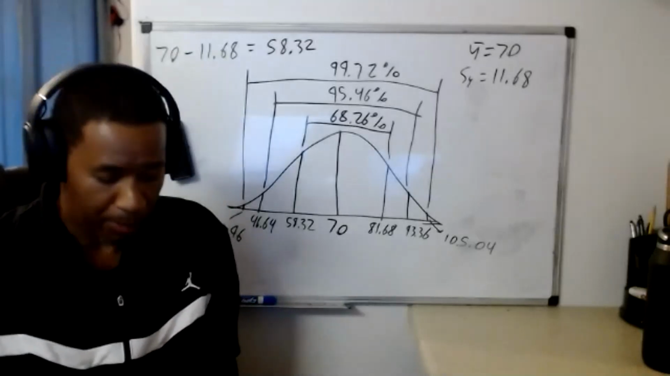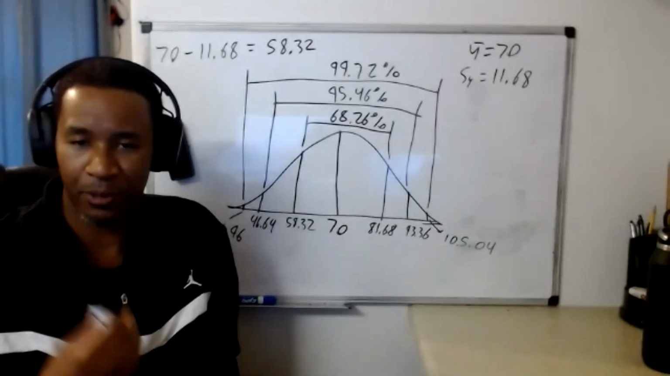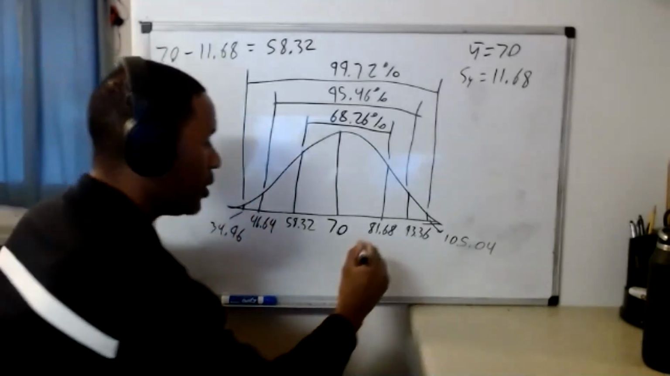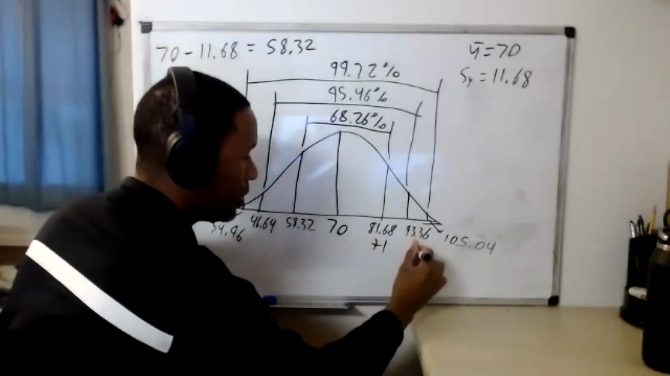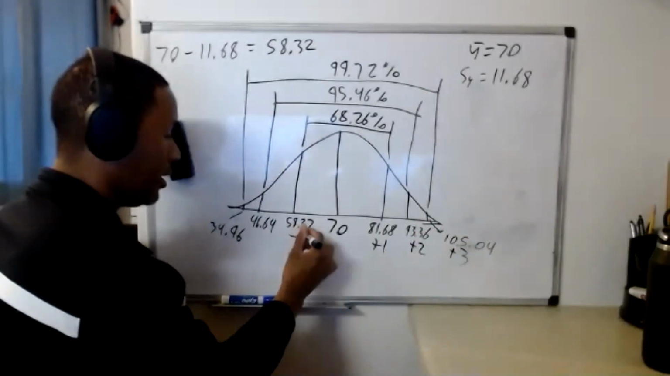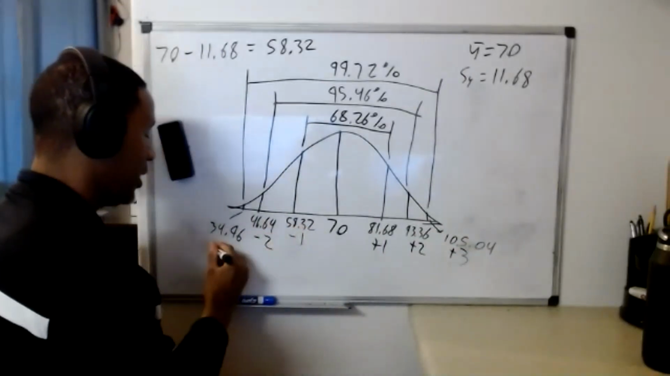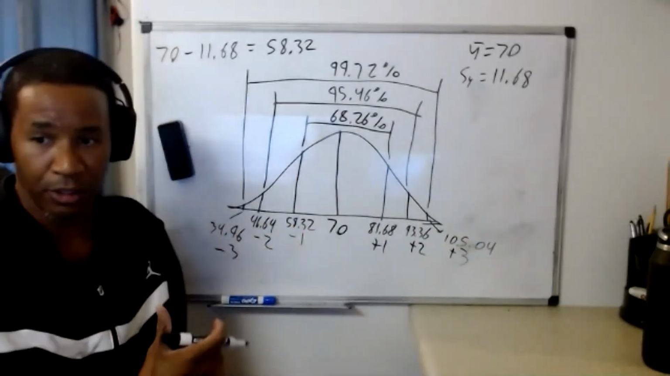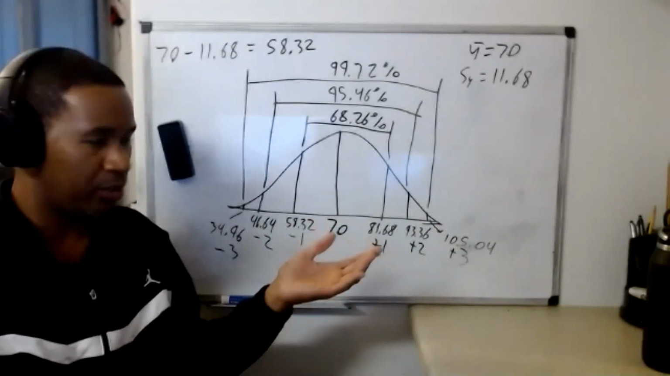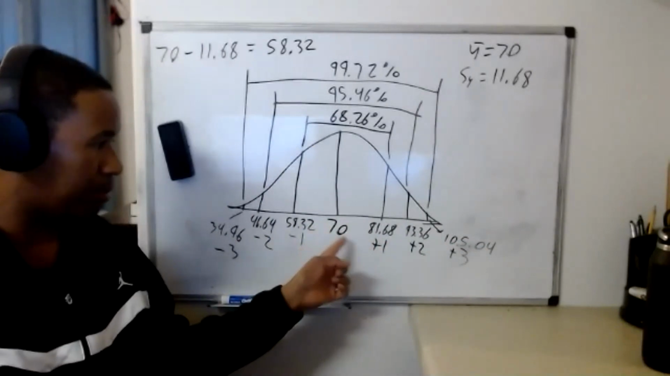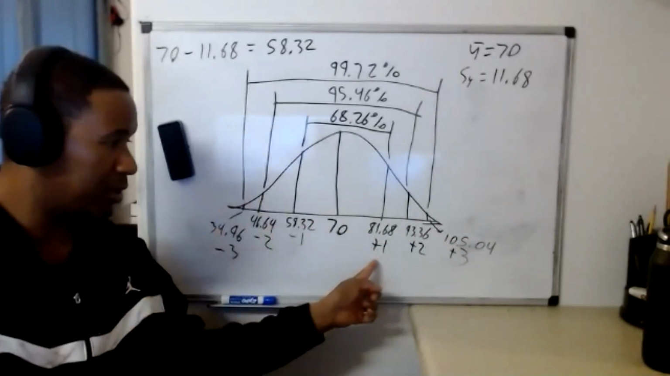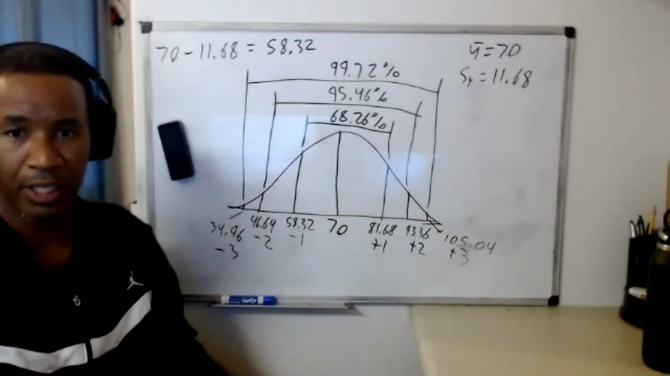Hopefully you all figured out by now that this 93.36, what is that? That is two standard deviations above. So this is plus 1 standard deviation, plus 2 standard deviations, plus 3 standard deviations, and minus 1, minus 2, and minus 3 standard deviations. So if we have 2 standard deviations above the mean, well, what do you do with that 11.68? 70 plus 11.68 gives me 81.68, plus another 11.68 gives me 93.36.